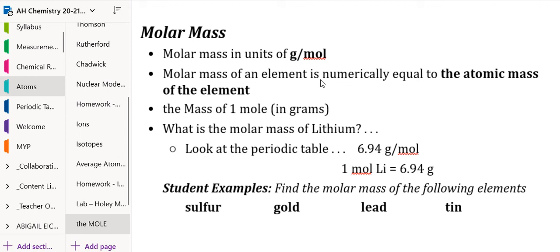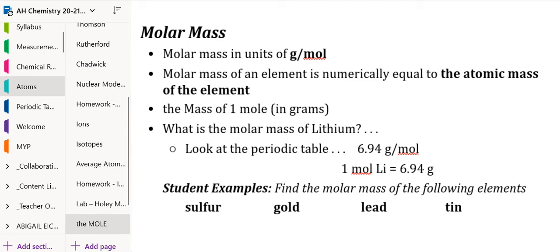So we've already talked about average atomic mass, how it's calculated, where to find it on your periodic table, and how it's measured. We talked about mass spectrometry. So if you guys will go ahead and get this down, and then we'll talk about it.